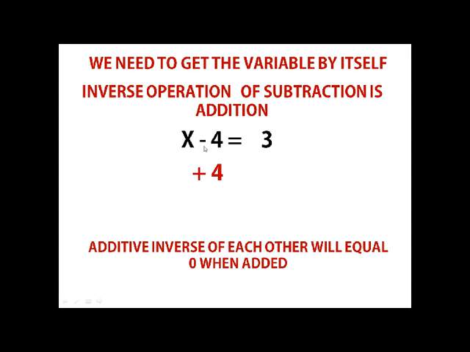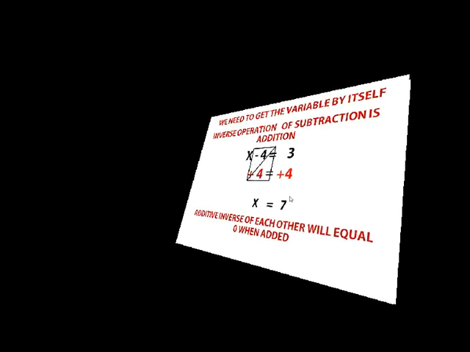We can say this is negative 4, and this is positive 4. And they will cancel each other out, and we will have the x by itself. But we also have to do it on this side, right? So we got 3 plus 4 equals 7. And it was true, of course.